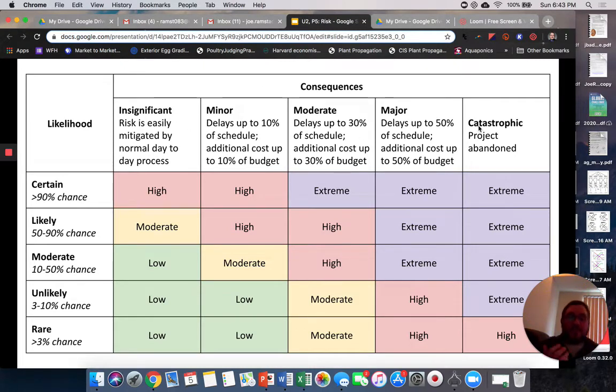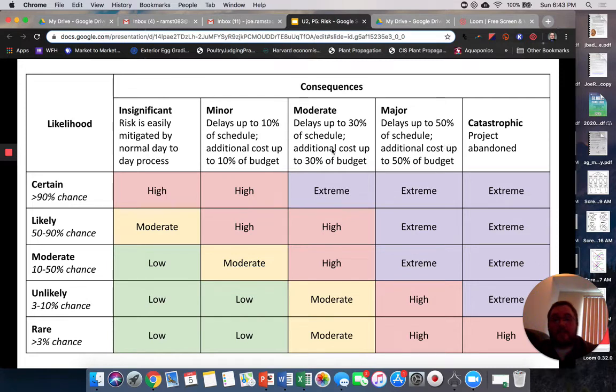And the way that this particular matrix is set up is based off of delaying in terms of a schedule or time schedule, or potentially budget or money lost as a result. Okay, so insignificant is generally going to be something like some type of consequence that is not very, as the name says, significant or relevant or important, whereas catastrophic could mean project abandonment completely. So anywhere in between, so we have 10%, 30%, 50%, or greater than 50%.